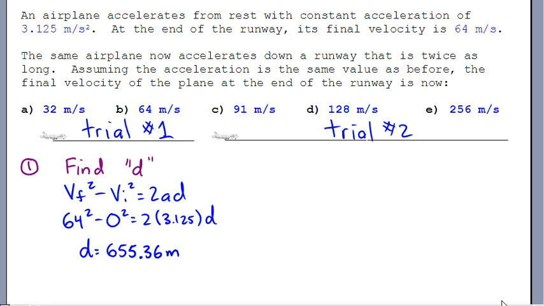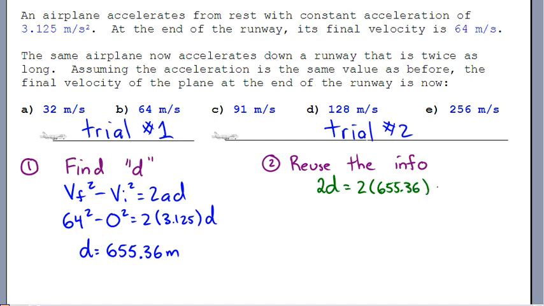Okay, great. Now let's reuse that information. The second runway is twice as long. It was great that we were able to find that original displacement. So twice that, 2D, would be double that 655. It's going to be 2 times the 655 number. And what we can see is that the second runway is 1,310.72 meters.